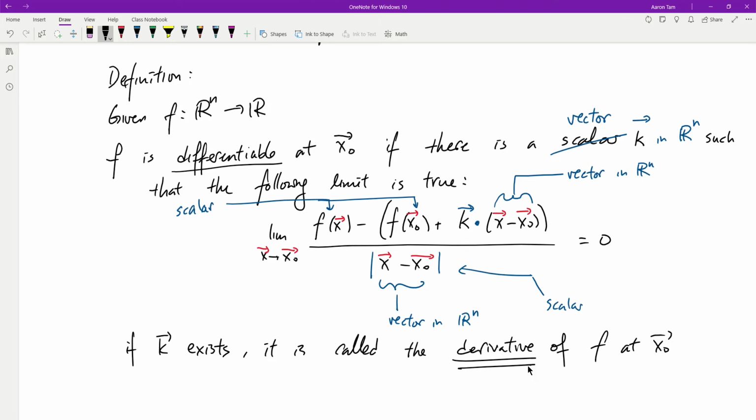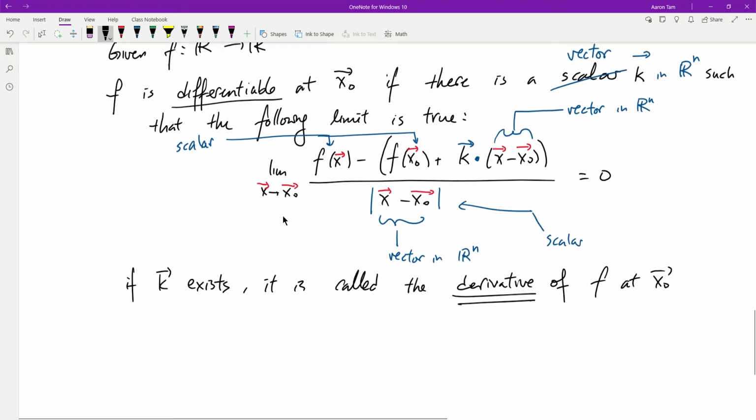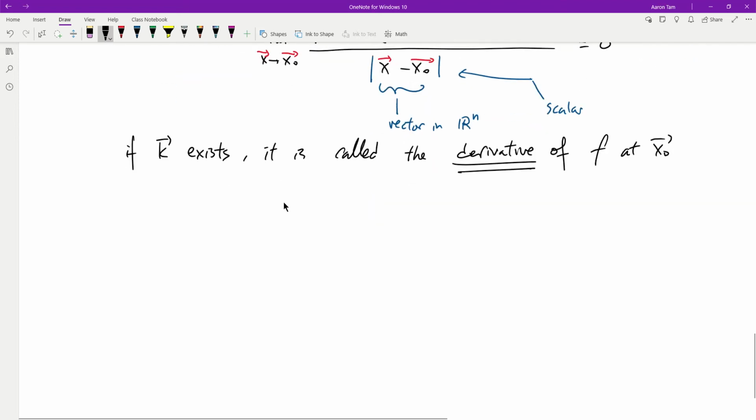Now, generically, we do refer to this vector k as the derivative, but it actually has a special name. And the reason why there is a special name is because it actually doesn't do what we think derivatives should do. And I'll explain more to you later, so obviously don't worry about it if you don't understand right now. But this derivative actually has a name.